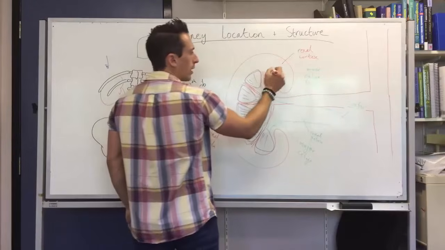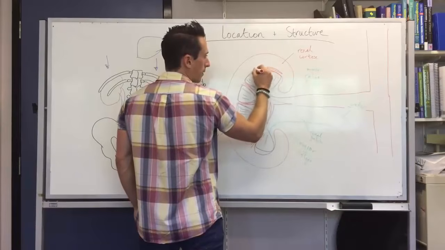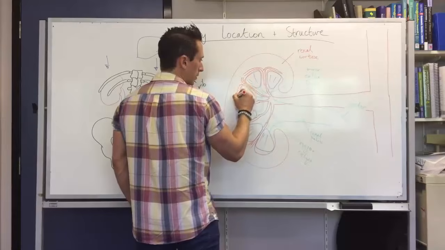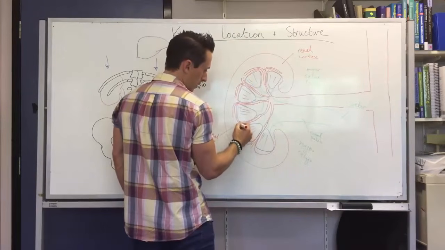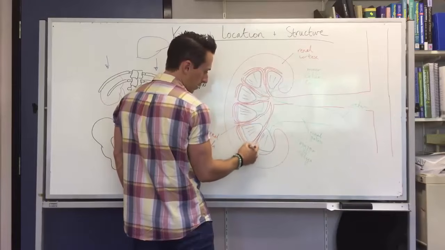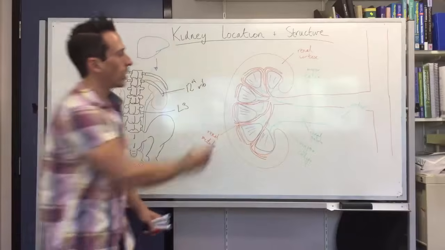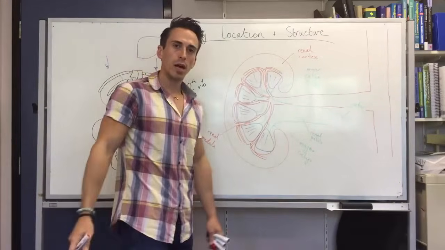And what do they do? They turn the corner like this, and they go around the renal pyramids. Now, when you take that corner, it's called an arcuate, okay? A turn, an arcuate. So these are arcuate arteries.